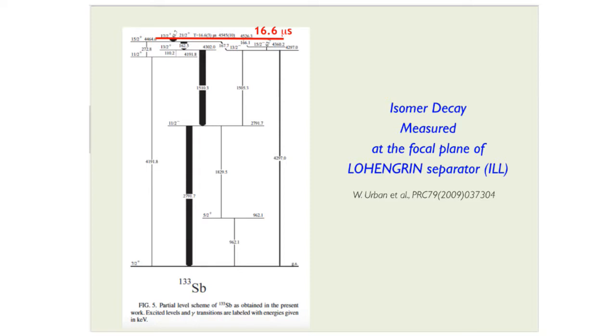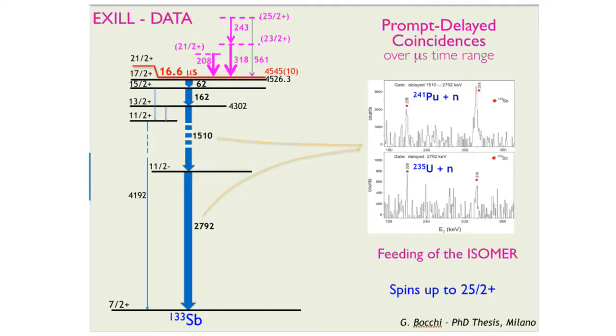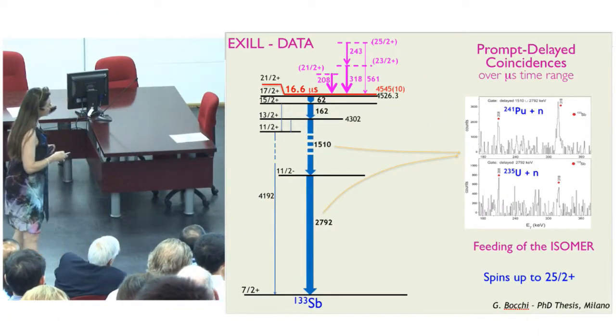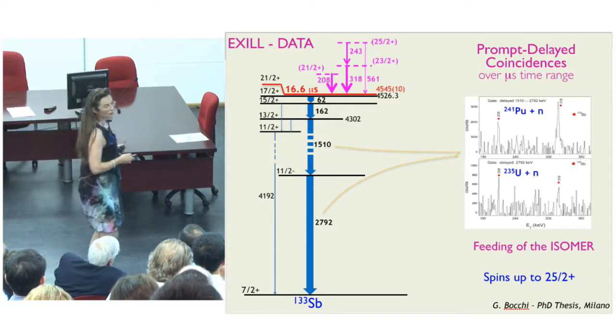So we've performed the measurement, and by playing with coincidences on a strong transition depopulating the isomer, and looking at what was seen in coincidence over this wide range of time, we could see structures appearing up here, never seen before. So this is the population of the isomer from the top, going probably all the way up to spin 25 plus. So now comes the problem of interpretation of the data.